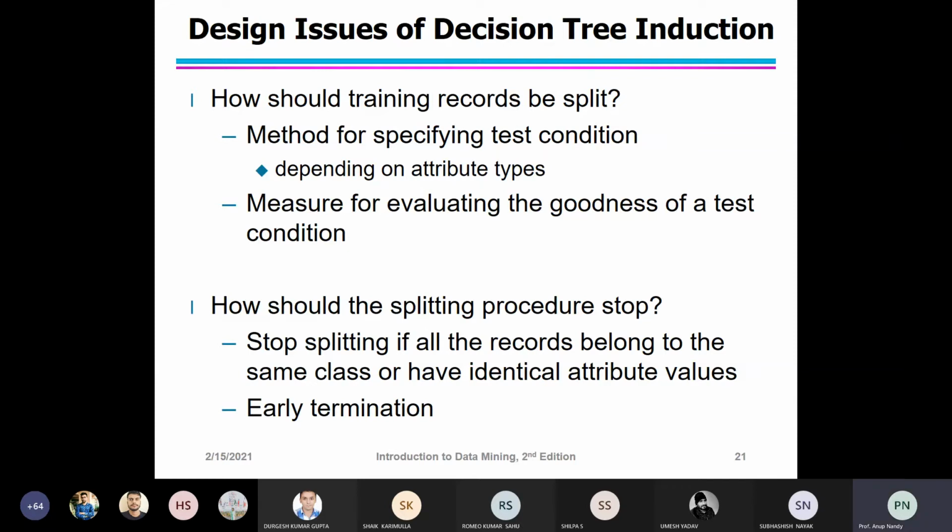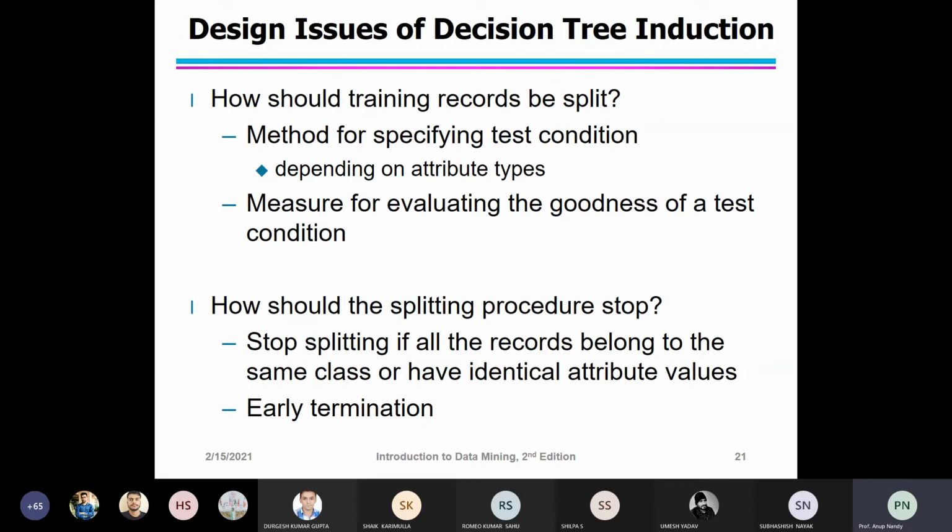So now next we'll see what the design issues of decision tree induction are. How should training records be split? That is very important. And the next question, how should the splitting procedure stop? Now a learning algorithm for inducing the decision tree must address the following two issues. First one is how should training records be split?